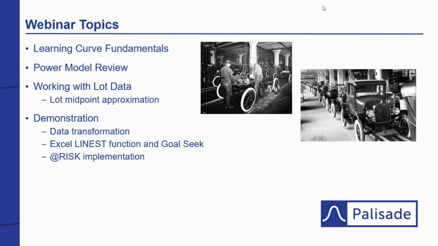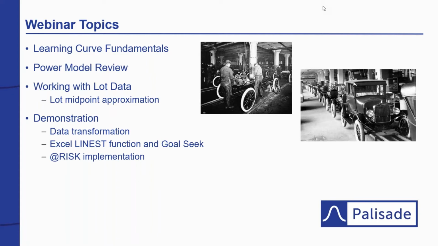Once those concepts have been covered, I'll jump into Excel and demonstrate how to do the data transformation that's necessary, how to use one specific function in Excel called LINEST, as well as Goal Seek, which a number of you may not have ever used. And then finally, I'm going to introduce the At-Risk implementation, and I owe that to Palisade, since they're the ones that have paid your association for the time that we're spending together today. So that last little bit is where At-Risk will get introduced.